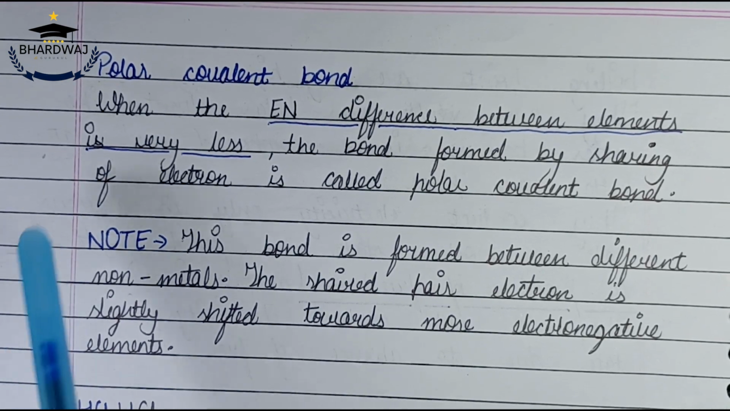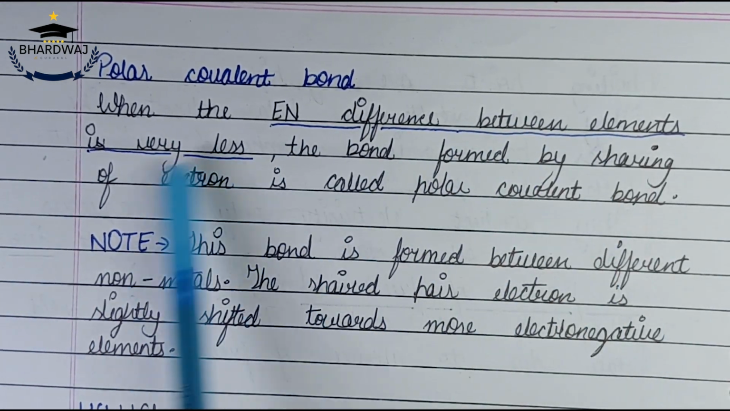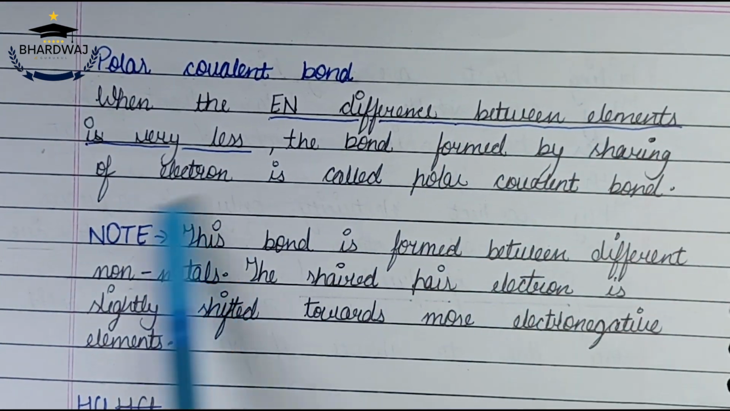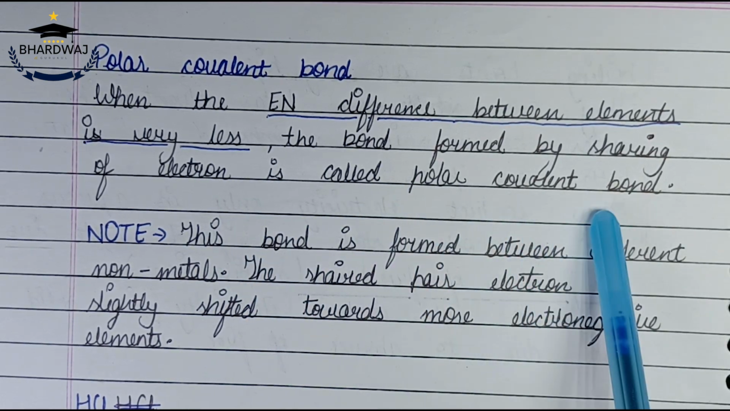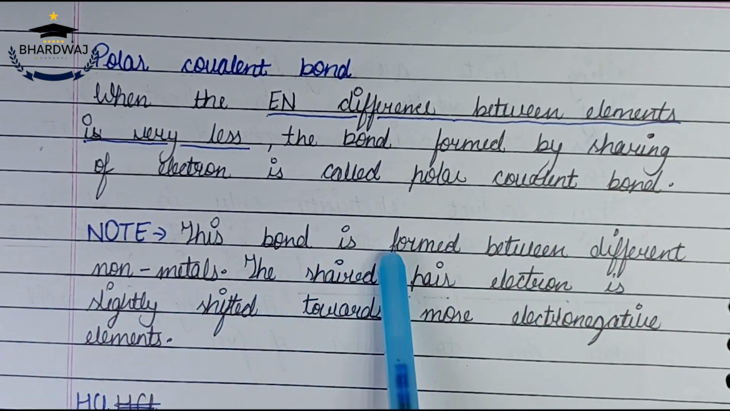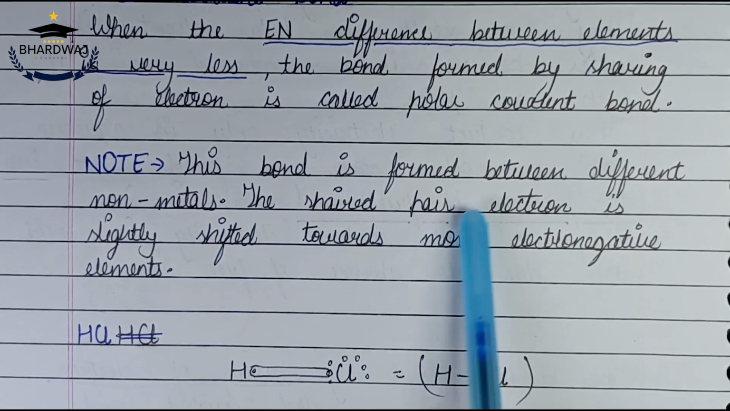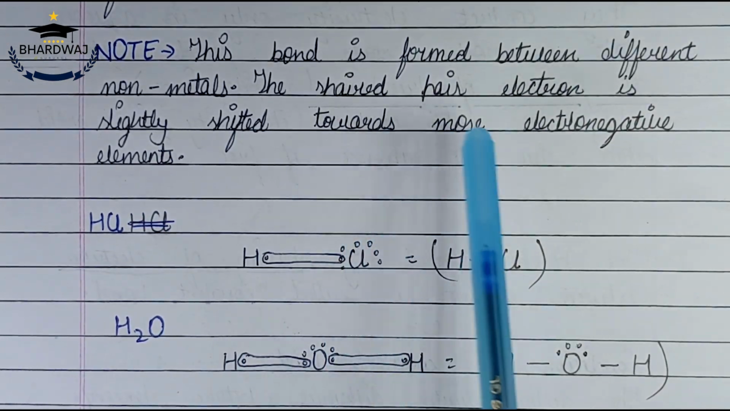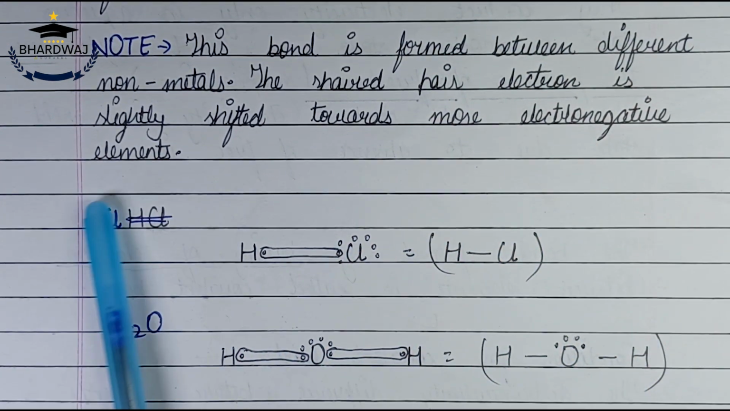Polar covalent bond. When the electronegativity difference between elements is very less, the bond formed by sharing of electrons is called polar covalent bond. Note: this bond is formed between different nonmetals. The shared pair of electrons is slightly shifted towards the more electronegative element.